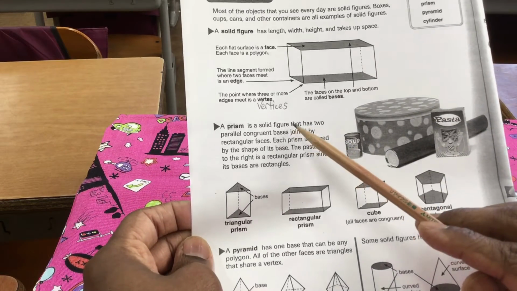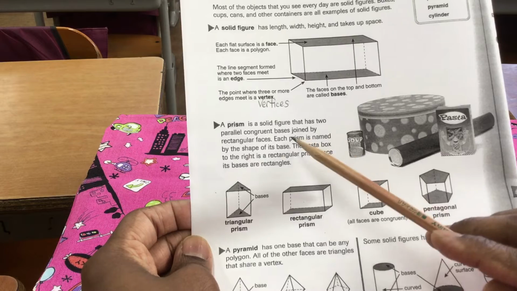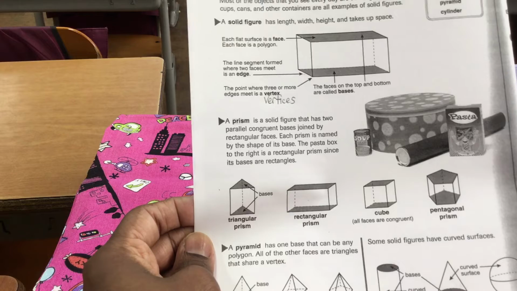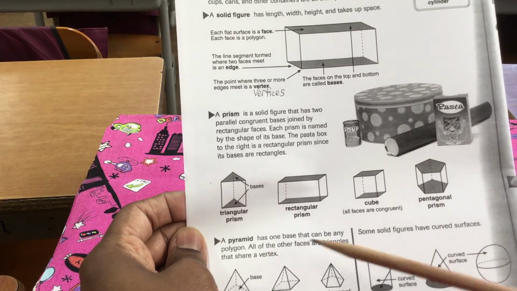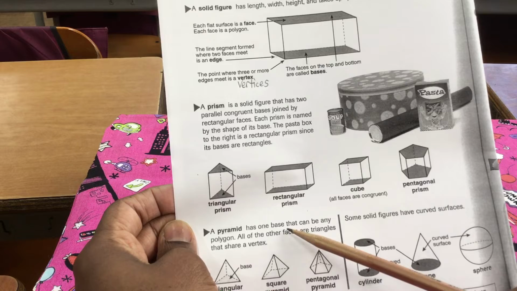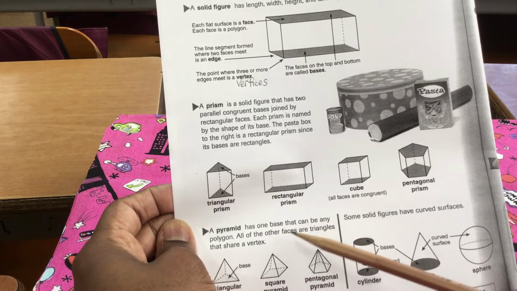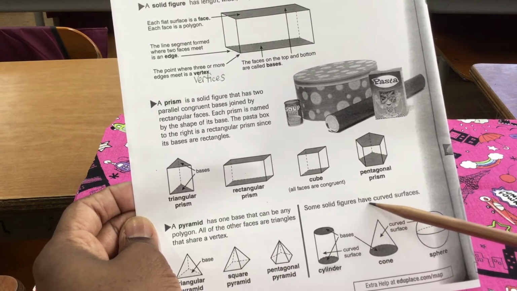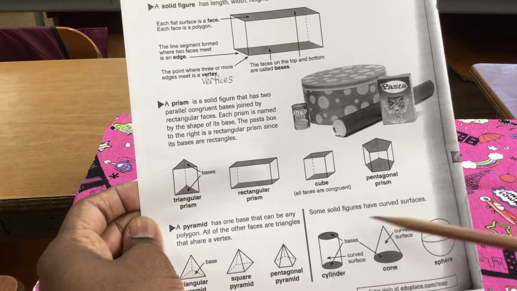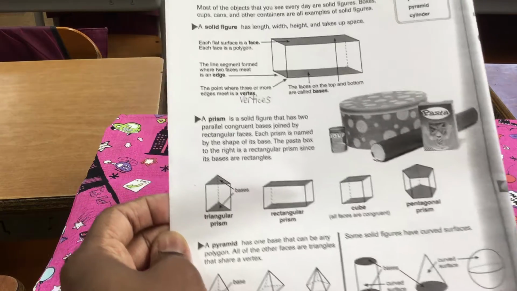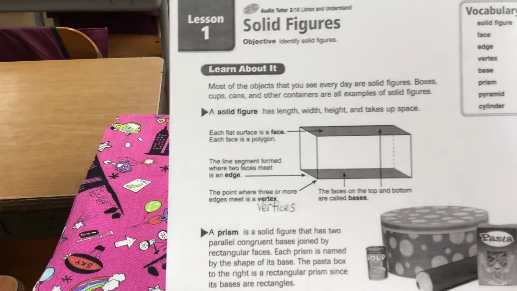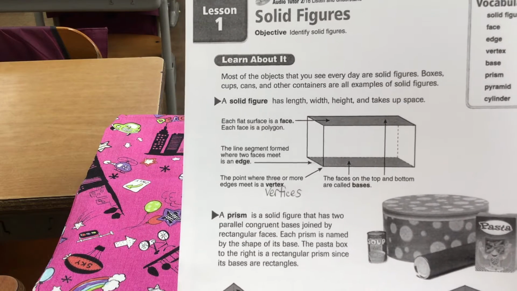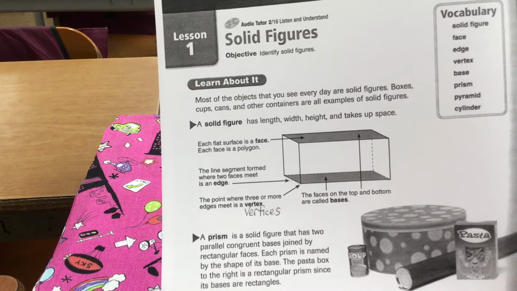Please remember that a prism is a solid figure that has two parallel congruent bases joined by rectangular faces. Remember that a pyramid has one base that can be any polygon. And remember that some solid figures have curved surfaces. We're going to spend 2 weeks on solid figures, this Monday and next Monday. I have put up the necessary workbook pages that you will need.